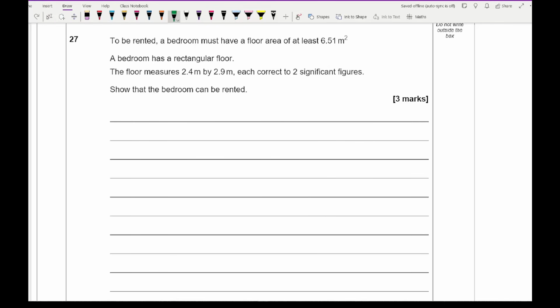So first of all, let's have a look at some dimensions. So what you want to do is, if I look at the 2.4, so to 2 significant figures, that's been rounded to the nearest point one. So it's going to be 2.35 to 2.45. And the other dimension is going to be 2.85 to 2.95. Now, what I want to do is I want to pick any of the numbers in between these values and show that it's greater than 6.51. So I just pick any number.